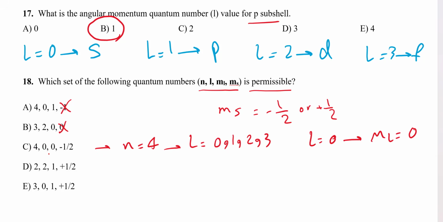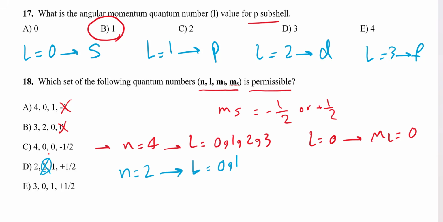For D, N equals 2. When N equals 2, then L should be 0 and 1, up to N minus 1, which is 2 minus 1. And we can clearly see here the L is 2, which is wrong as well.